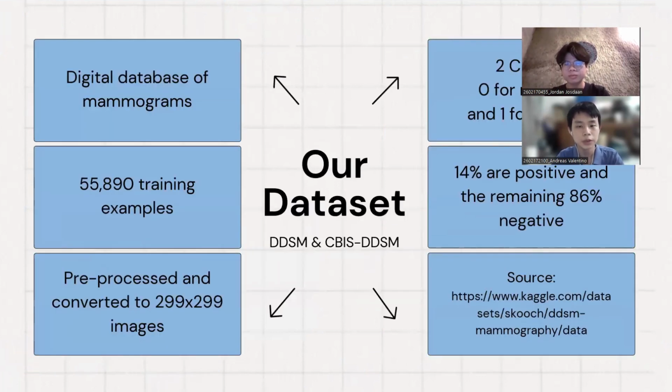The datasets we used, which were DDSM and CBIS-DDSM, consist of the digital database of mammograms, 55,890 training examples, which are preprocessed and converted into 299 by 299. And they have two classes, which are 0 for negative and 1 for positive. And 40% of them are positive, while the remaining are negative. Next.